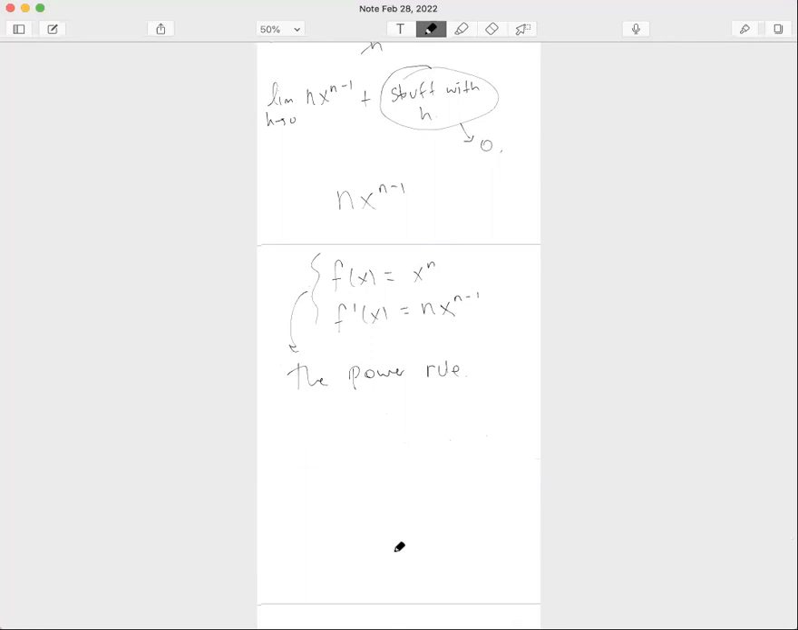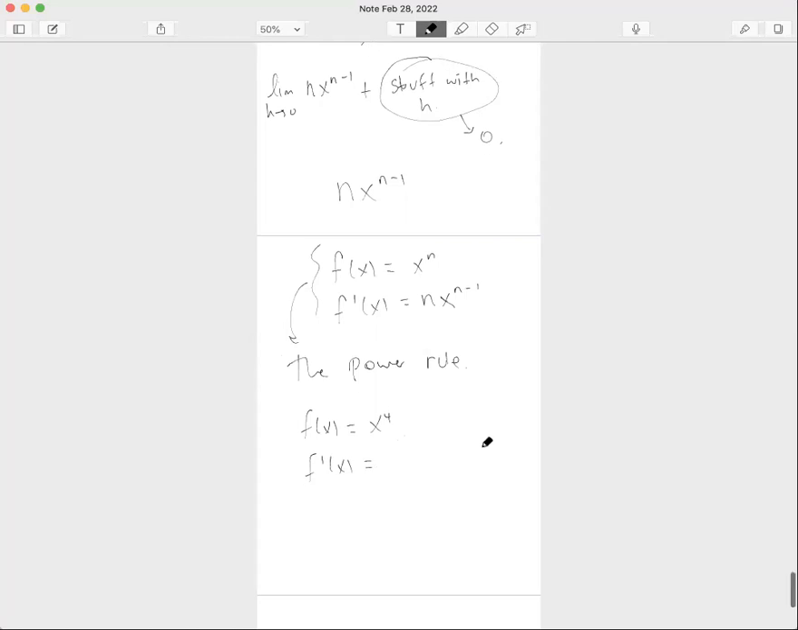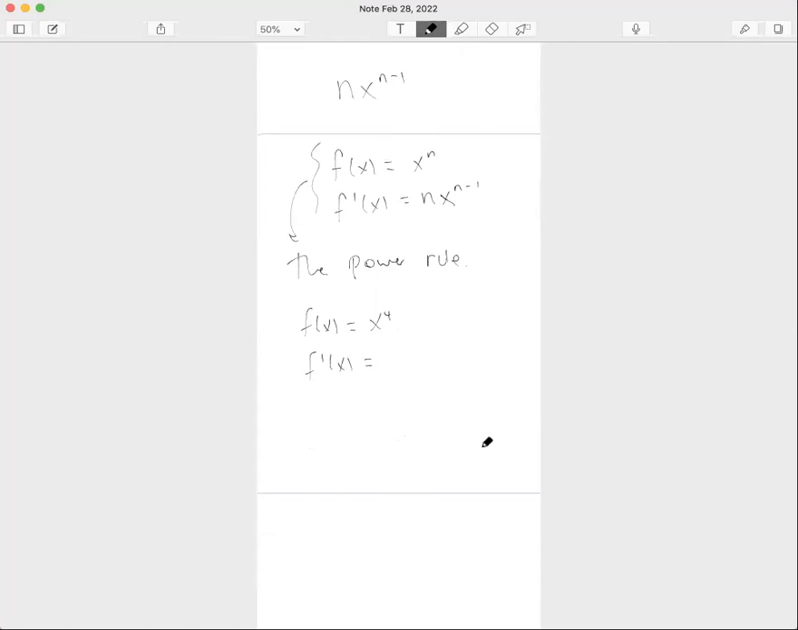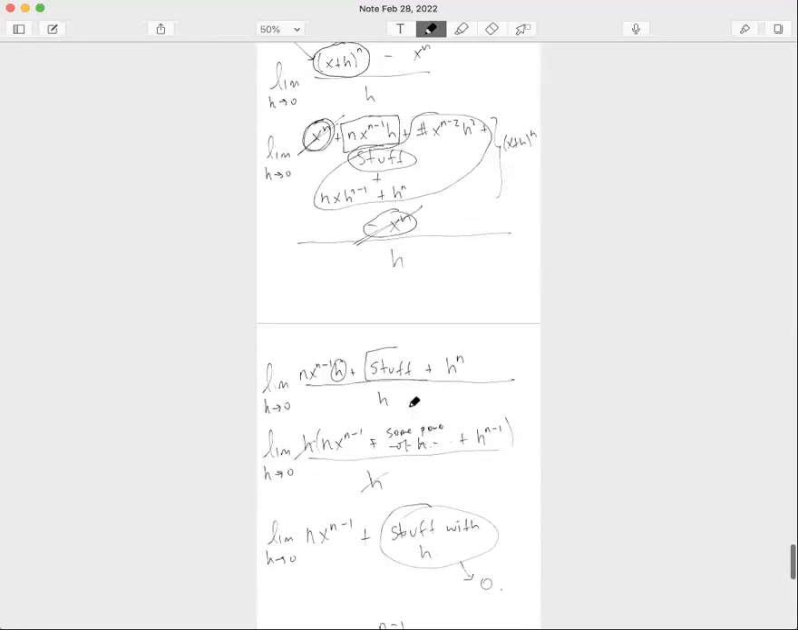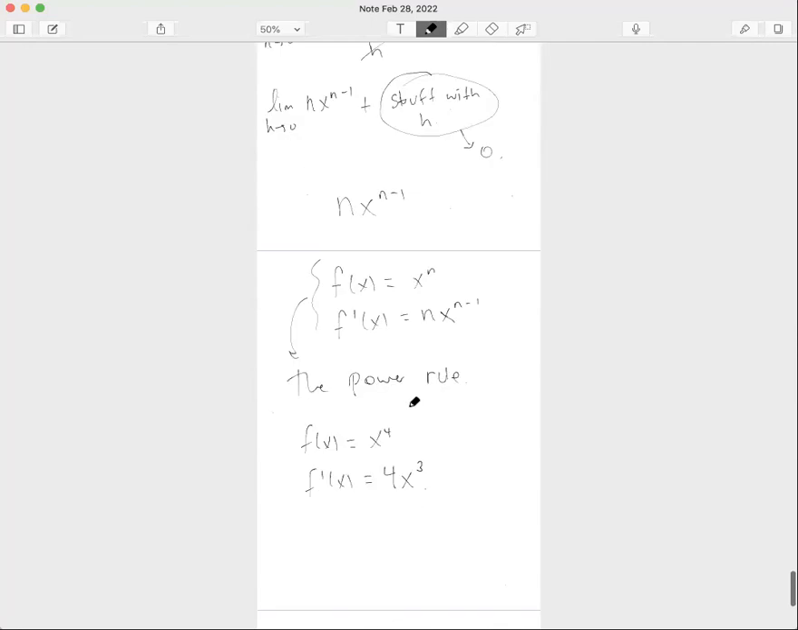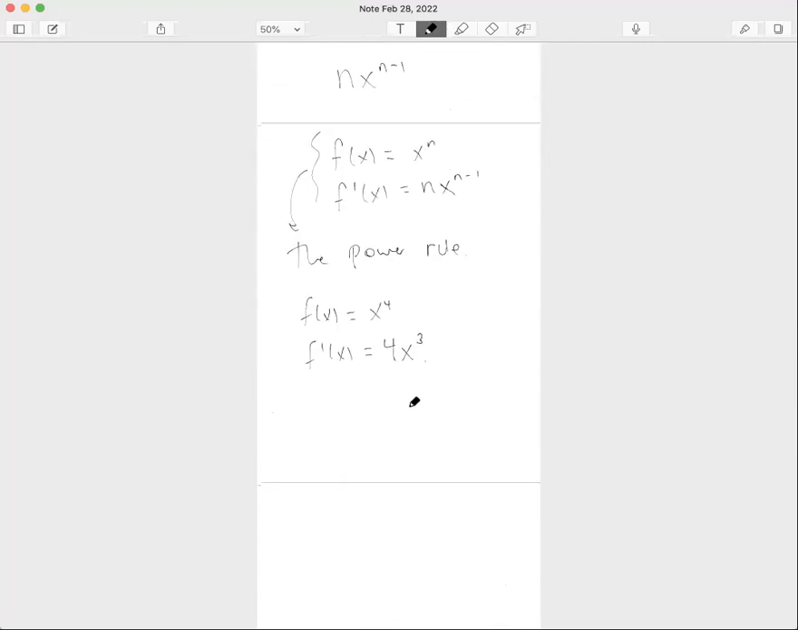So now what we can do is, remember when we had our x to the 4th, we could do it the long way, but we just proved a quicker way. So you tell me what it is. It'd be 4x to the 3rd. And again, this comes from a limit. We just proved a formula, right? So this is not the derivative in general, it's the derivative for power functions.